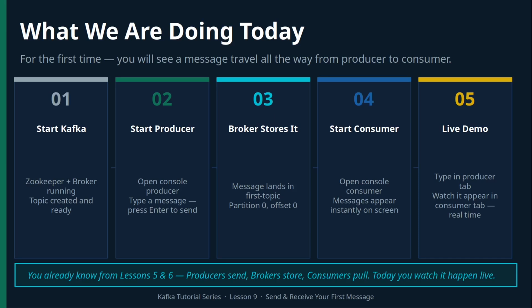Step 4, start the consumer. We open the console consumer in a separate tab and it reads the messages back from the broker. Step 5, the live demo. We type a message in the producer tab and watch it appear instantly in the consumer tab. You already know from lessons 5 and 6 that producers send, brokers store, and consumers pull. Today you stop reading about it and watch it happen.